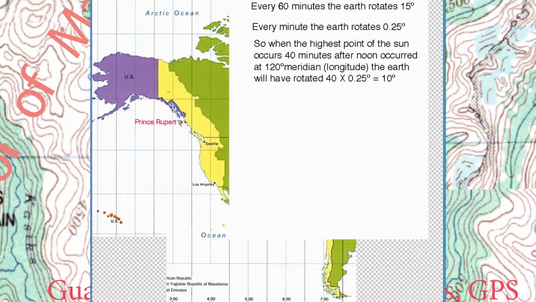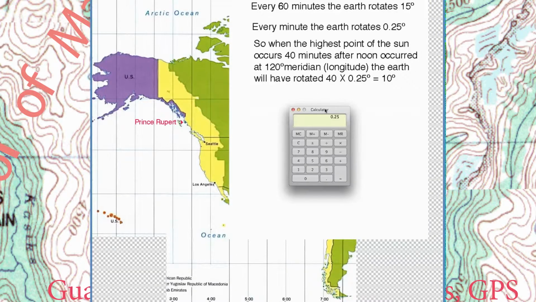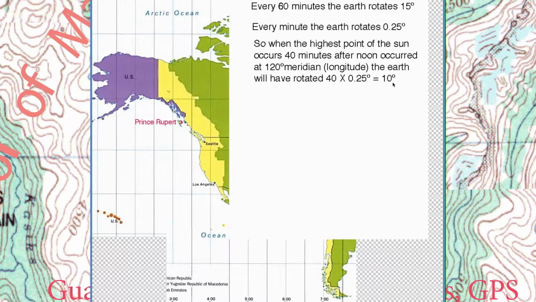Consequently, the highest point of the sun occurs 40 minutes after noon at the 120th meridian, so the Earth will have rotated 40 times 0.25 degrees. Now, I'll just clear this and make sure you know it's 40 times 0.25 degrees. The Earth has moved 10 degrees.